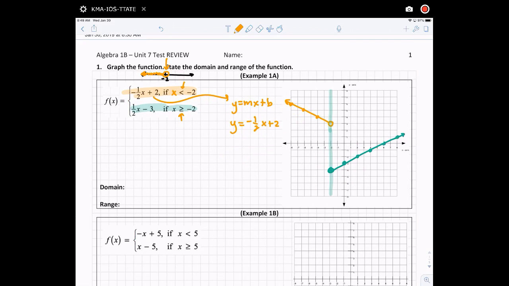So that's the graph. We need to consider domain and range. What does the domain tell you? Does anybody remember? It tells you left and right. If the domain tells you left and right, what does your range tell you? Up and down. Okay.